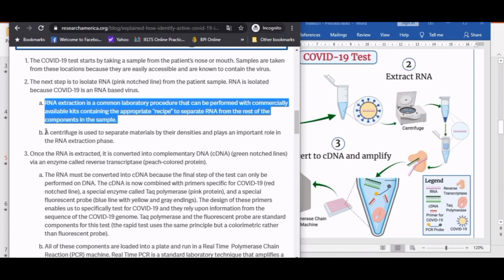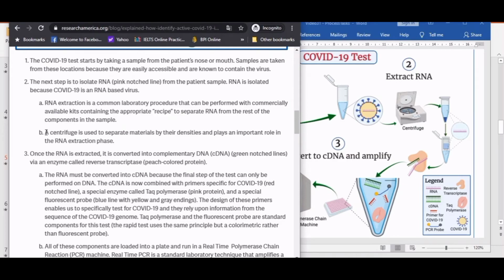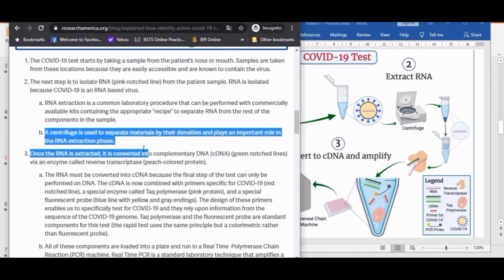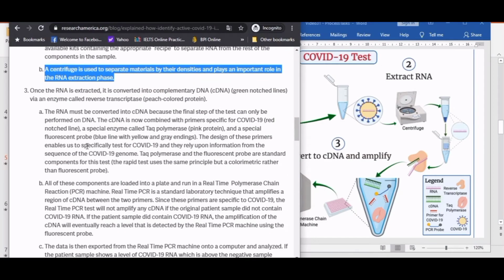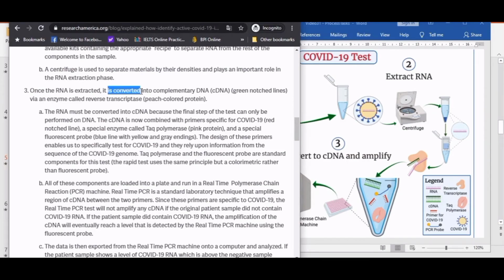And then we now emphasize the centrifuge. The centrifuge is used to separate materials by their densities and plays an important role in the RNA extraction phase. So passive voice again. And on the third step over here, once the RNA is extracted, it is converted. So passive voice there into complementary DNA.